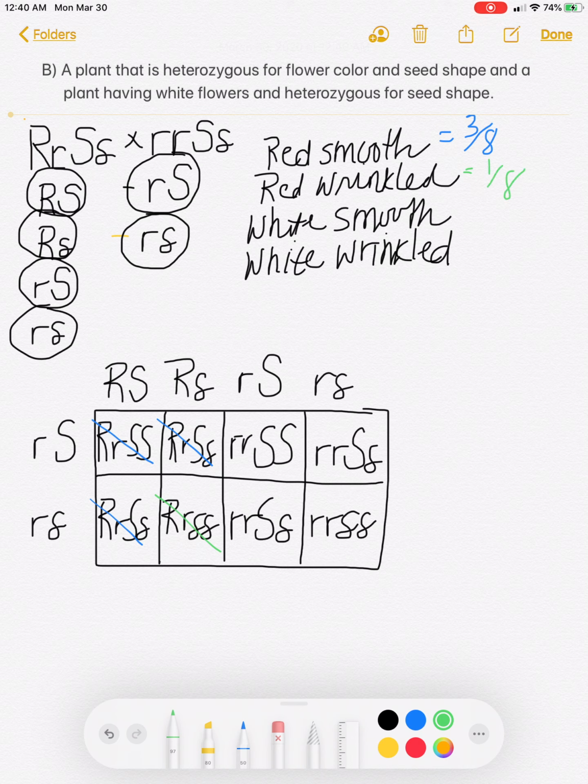Okay, then we need a white smooth. So white smooth is here, here, and here. And so that's going to be 3 out of 8. And then we have our lone white and wrinkled, which is 1 out of 8. Okay, so there are our proportions for this table.